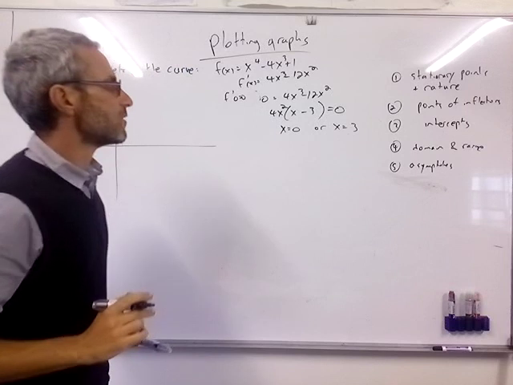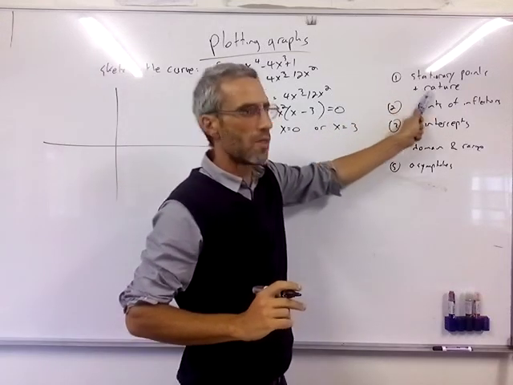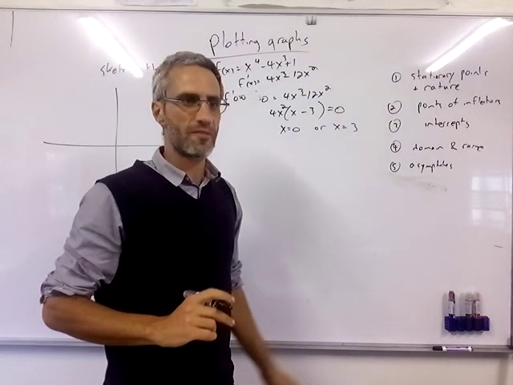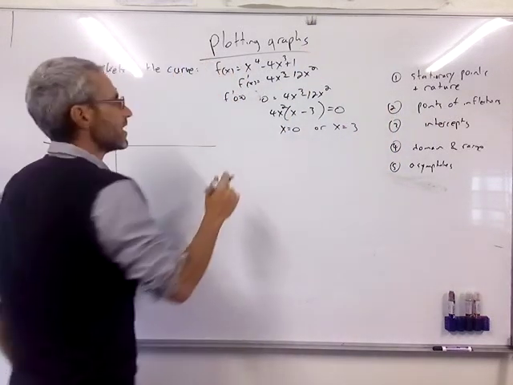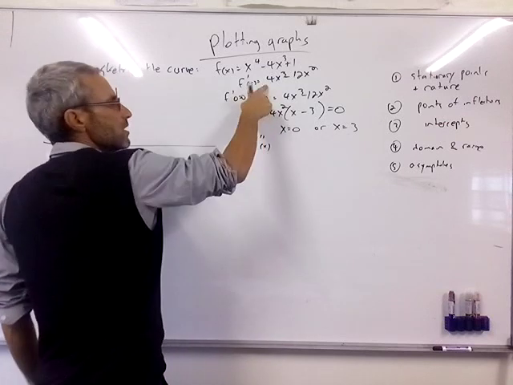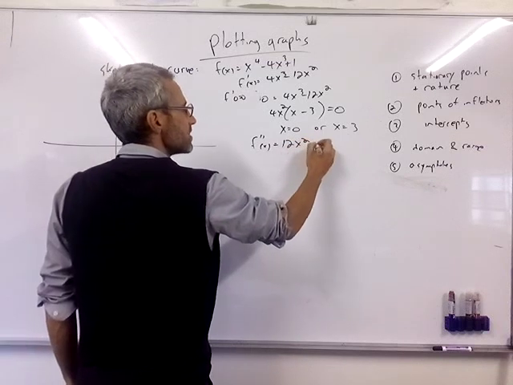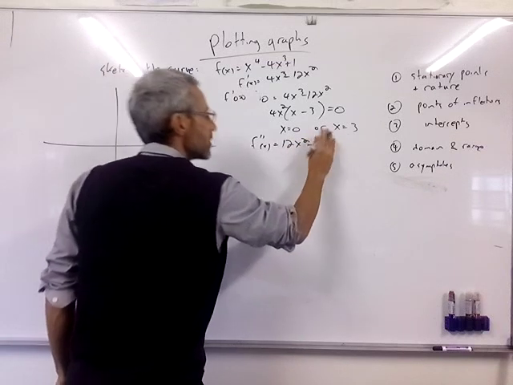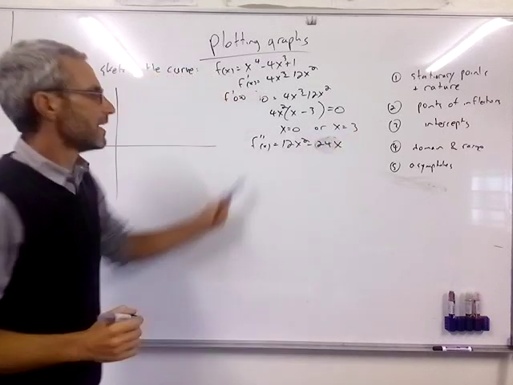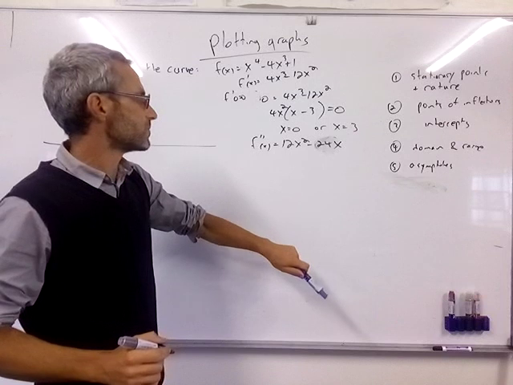Now, for these points, I need to figure out, are they minimum, are they maximum, or perhaps a point of inflection. So to do that, I need to find now the second derivative. So the second derivative is going to be 12x squared minus 24x. And now to figure out minimum, maximum, inflection, I substitute in.